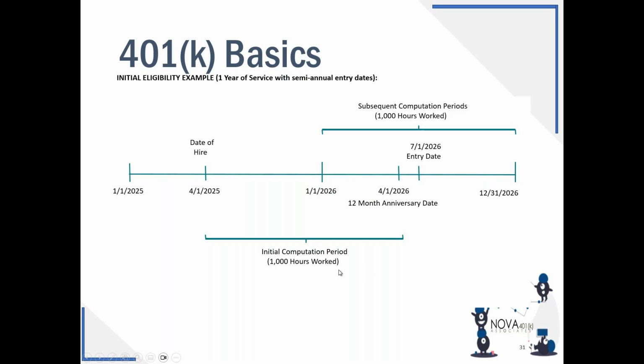However, if that person worked under 1,000 hours during that initial computation period, then we look at the calendar year or the plan year for this plan. So we're going to be looking at January 1st, 2026 through December 31st, 2026. Were 1,000 hours worked during that period? If they were, then that individual will enter the plan on January 1st, 2027. Again, these are maximums that are required. Many plans have eligibility requirements that are less than the 1 year of service and age 21 with semi-annual entry dates.